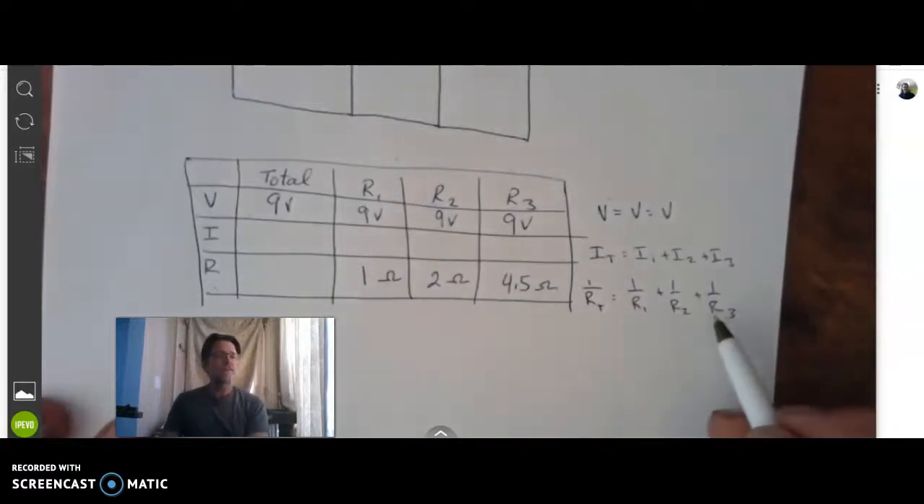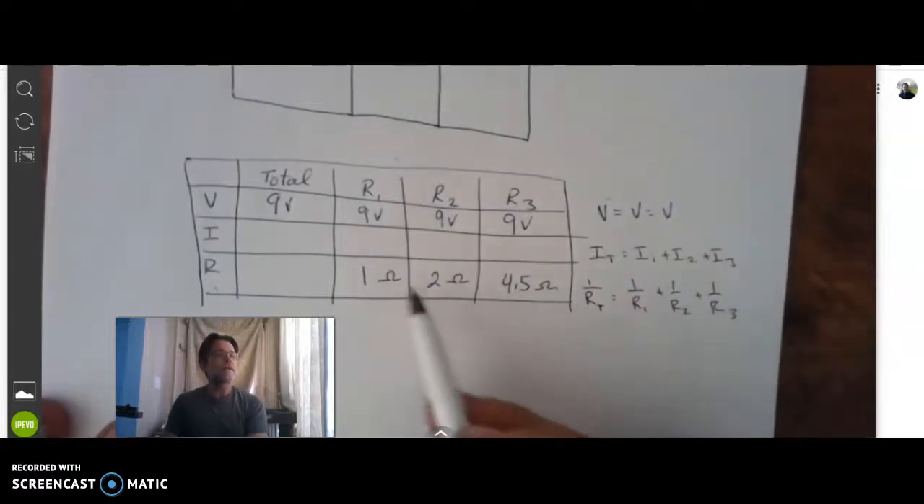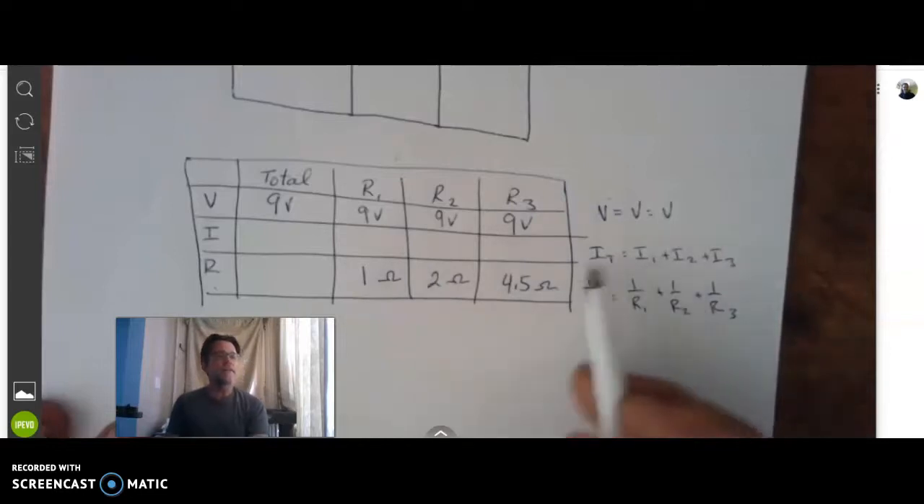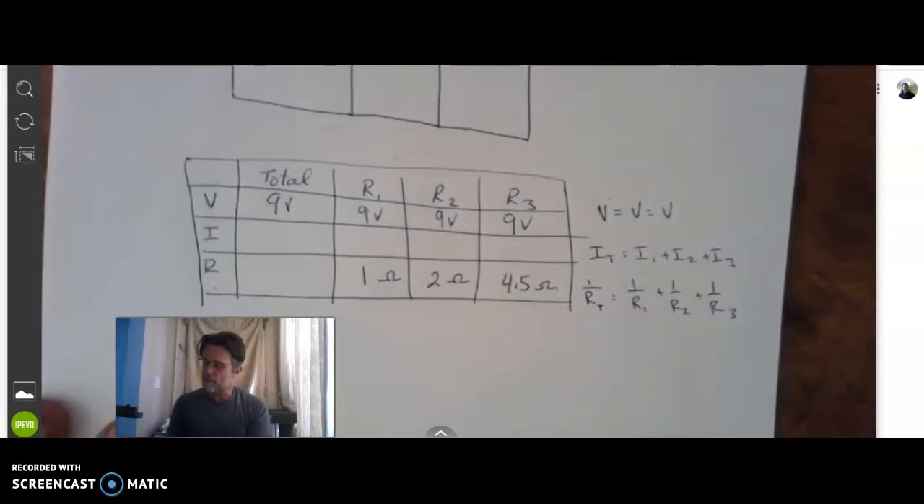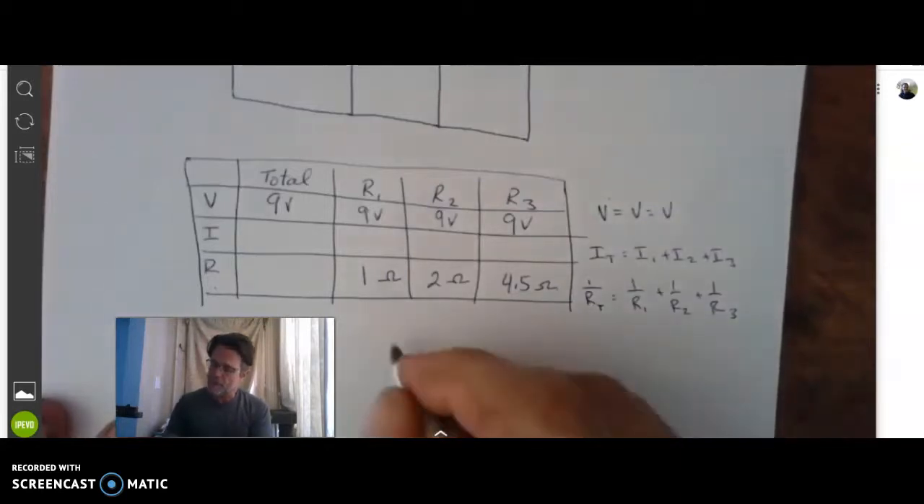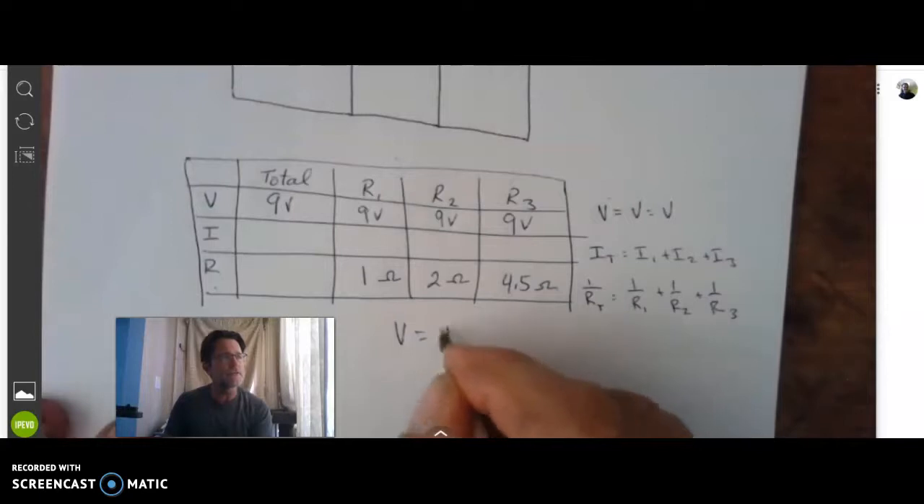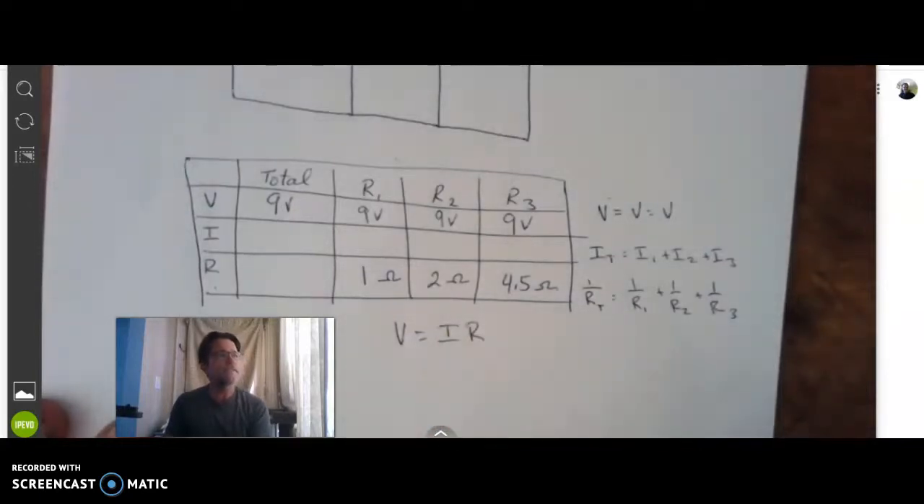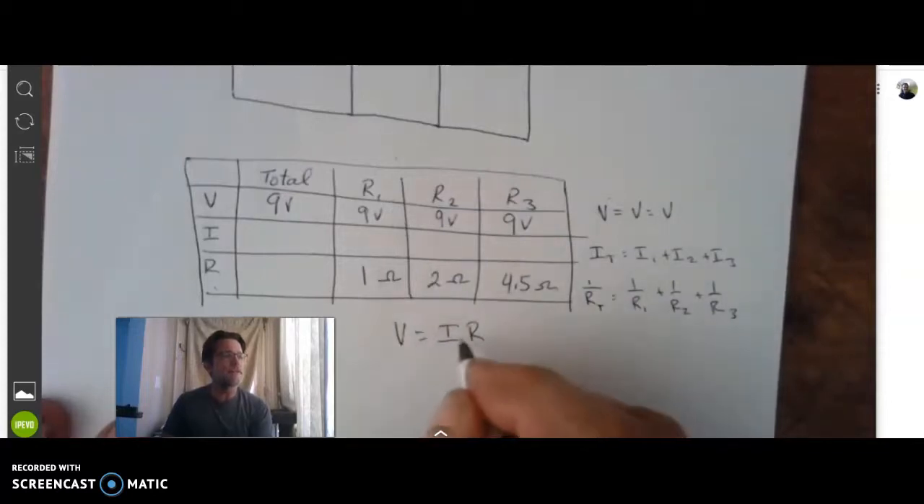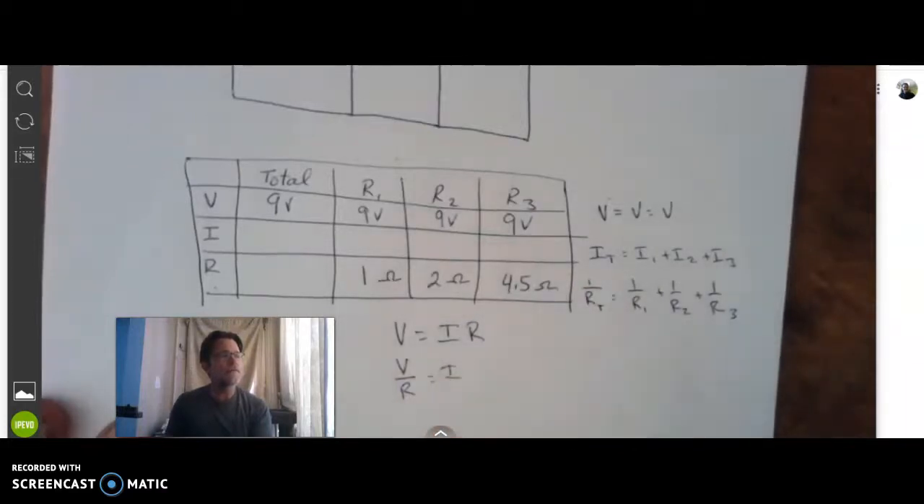Okay? That's going to involve finding a common denominator with 1, 2, and 4.5, which is going to be like 18, but even so, that leaves a lot of room for possible errors when there is another way to do it that could be a little bit more simple for you. Okay, so Ohm's law, we've got V is equal to IR. And we've got 2 of these items, and we want to find the third, I, in each of these. So we could go V over R is equal to I.